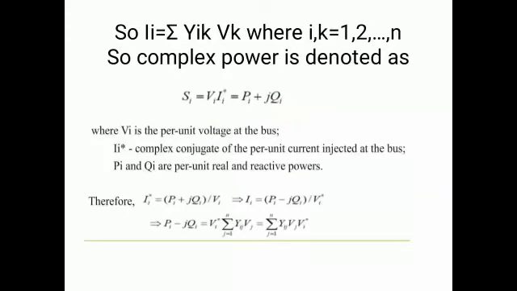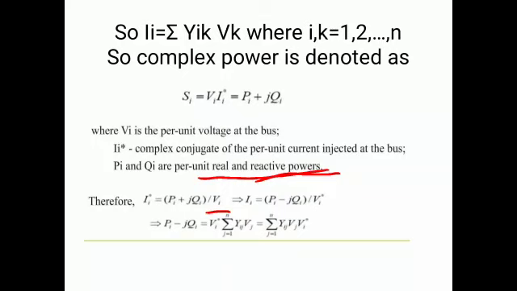Next, I equal to Y bus into V, that is I_i equal to the summation of Y_ik V_k, for k equal to 1, 2, 3 up to n. The complex power S is P_i + jQ_i, where P_i and Q_i are the per unit real power and reactive power. Next, I_i star equals (P_i + jQ_i) divided by V_i, so I_i equals (P_i - jQ_i) divided by V_i star. That is summation of Y into V. Finally, P equal to V into I.